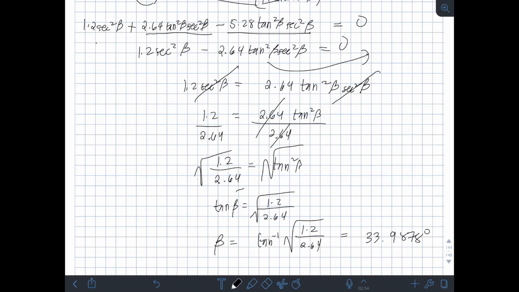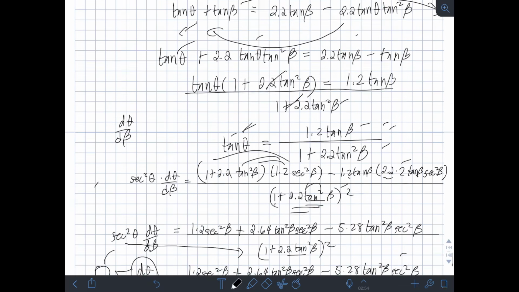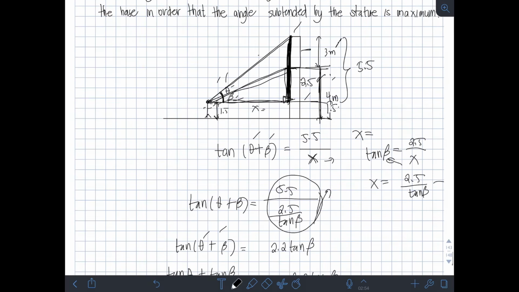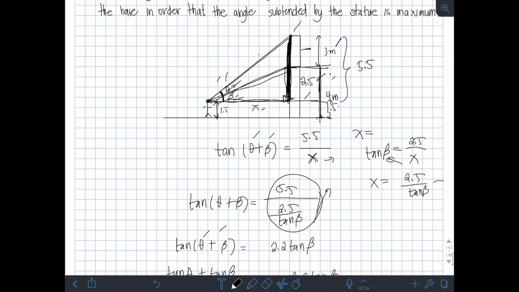33.9878 degrees. Okay? So, meron na tayong beta. So, ito na rin yung value ng beta na automatically magpapamaximize doon sa theta. Right? Dito sa theta natin dito. So, ang hinahanap is itong distance x.